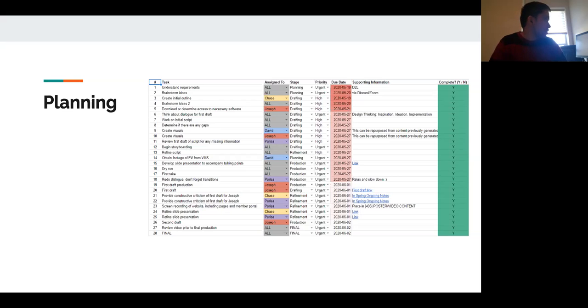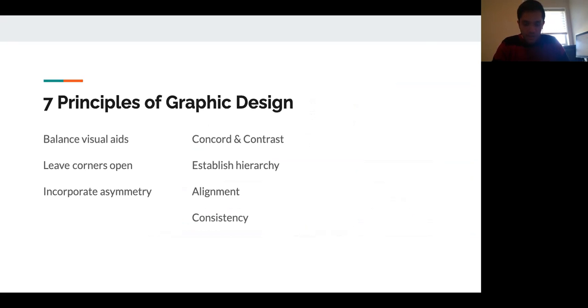And so the last thing we're going to be doing is discussing the 7 principles of graphic design. And this is some freebies. Basically, when you're designing a presentation, you want to balance the amount of visual aids or images that are provided, and you want to ensure they have an indexical relevance to what you're speaking of.